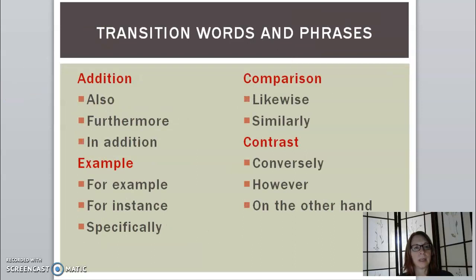So here's just a very brief list of a few transitions. There are many, many more transitions than this, but this is just an example. So if you wanted to add to something that you've already said, you could use a transitional word like also, furthermore, or in addition. If you want to give an example, you could say, for example, for instance, or specifically. If you're comparing two things, you might say likewise or similarly. Or if you're contrasting things, you might say conversely, however, or on the other hand. So you can see how simple these words and phrases are that connect the ideas in your writing.